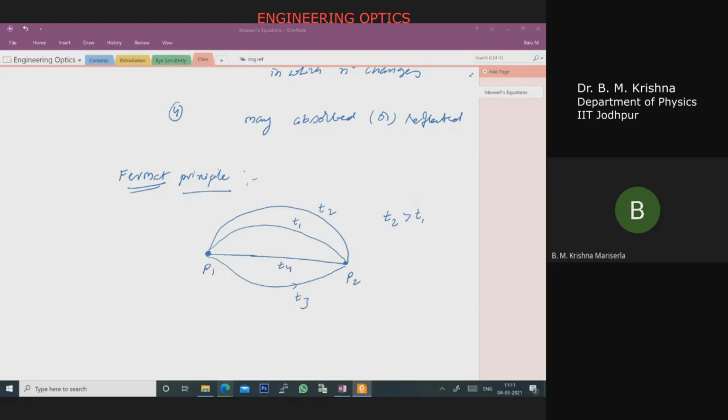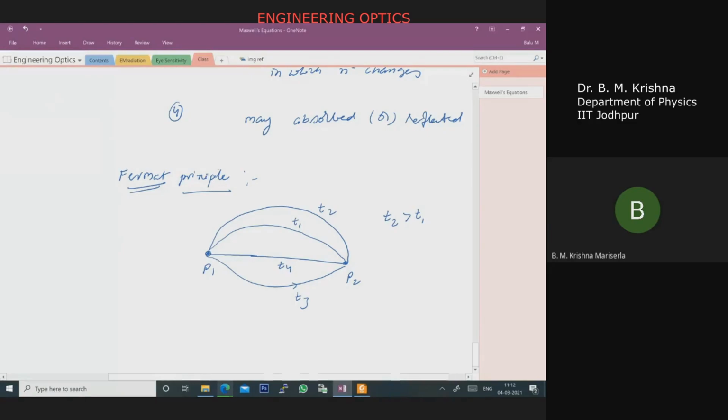With that, we are able to explain the laws of reflection and different optical laws like refraction and Snell's law. Everything we are going to explain on the basis of the Fermat principle. Now we will talk about different optical components and how they behave, and what kind of changes you can see when rays of light propagate through an optical medium.